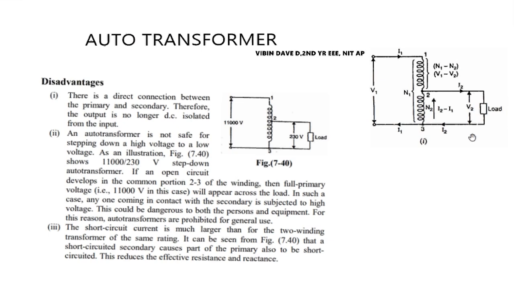Just assume that there is a fault in the secondary coil, meaning the 2-3 coil. If this gets open circuited, the 1100 volts will be seen directly by the load. It will lead to some tragedies. That is the main disadvantage of the autotransformer. And if any fault happens in the primary coil, it will affect the load also. So these are the main disadvantages of the autotransformer.